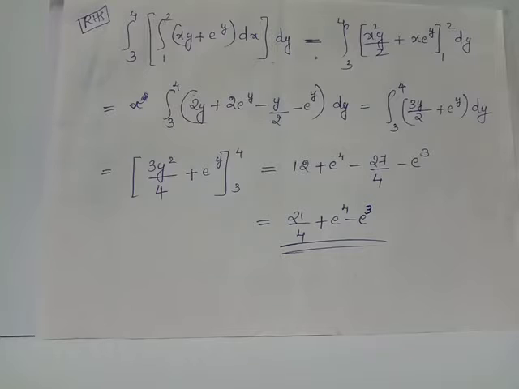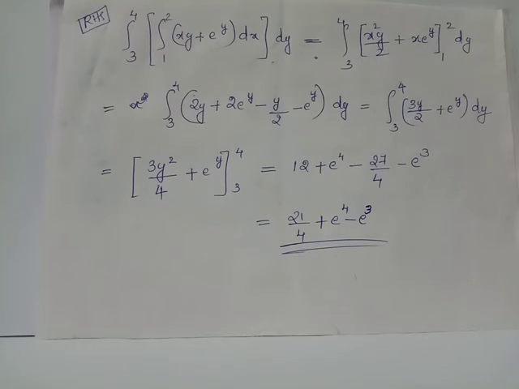Now let us do the integration with respect to x first and then with respect to y. When you carry out integration with respect to x, we will treat y as a constant. xy when integrated with respect to x will give us y times x square by 2, where y is a constant. E raised to y when integrated with respect to x will give us x times e raised to y, as e raised to y is just a constant.